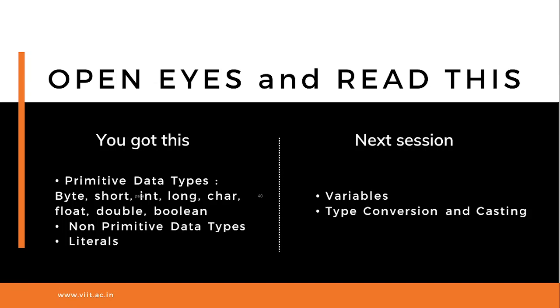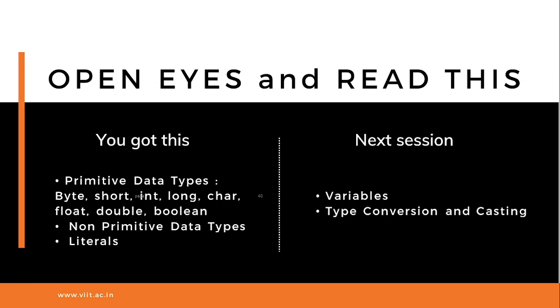Open your eyes and read this. During this session, you got this. We have seen primitive data types like byte and their range, how to calculate their range, that also we have seen. Short, their range, and how to calculate their range with 2's complement, their power.